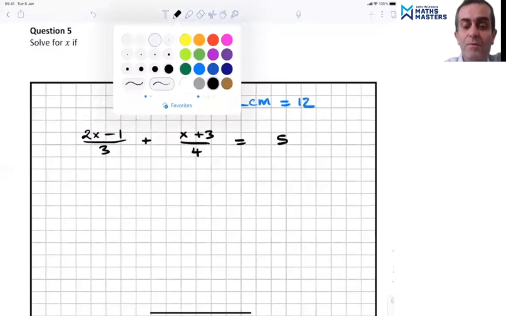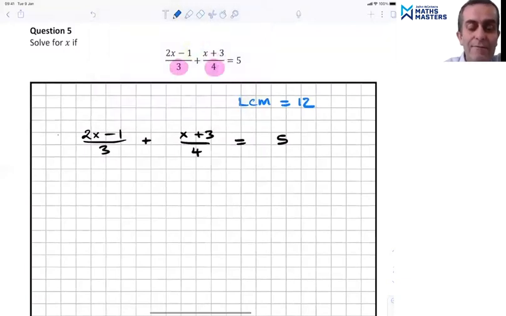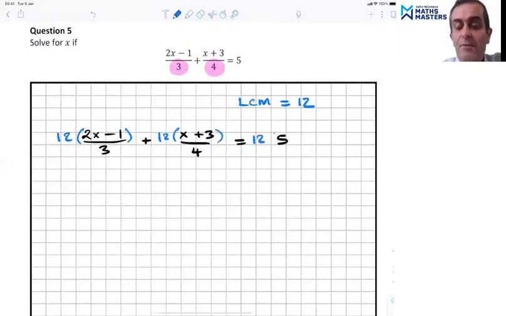Now what we do is we put a 12 in front of each of the fractions. Now, if everything is being multiplied by 12, it means that we haven't changed anything really. If you multiply every part of an equation by the same number, you've effectively got the same equation. So you rewrite the question and you put the least common multiple, in this case 12, in front of every part of the equation.